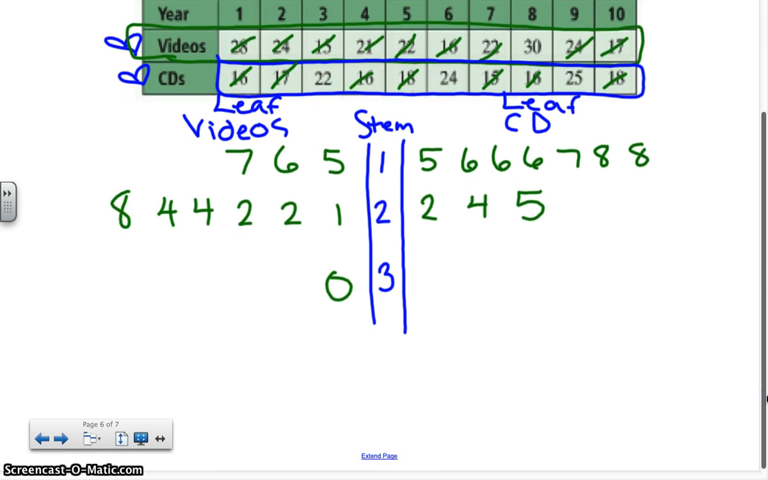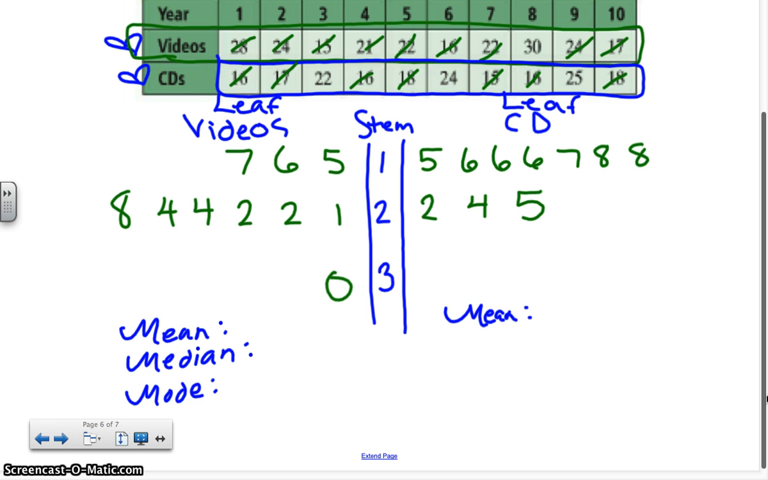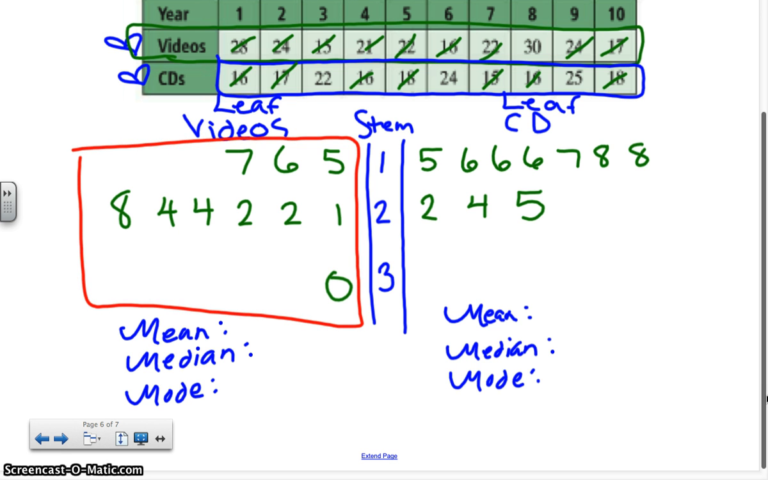Some applications that they're going to want you to do here is find the mean, median, and mode of both. So you'd have to do it to both sides. Mode is kind of easy. Looking at my video side, I'm trying to identify what my mode would be, and it looks like I have two. It looks like it would be 22 and 24. So 22 and 24 are my modes.